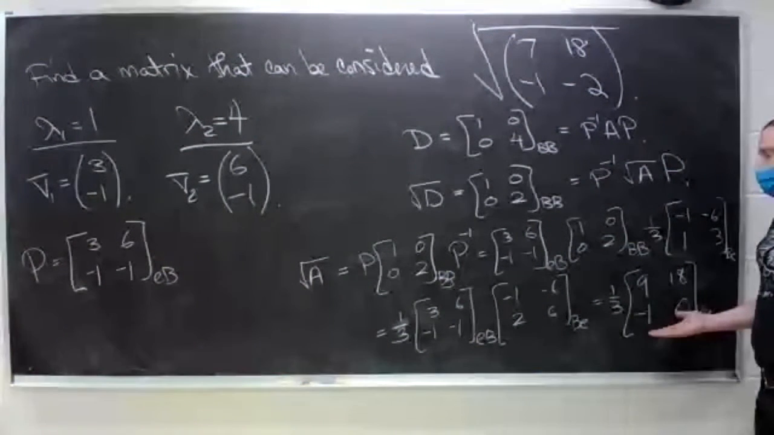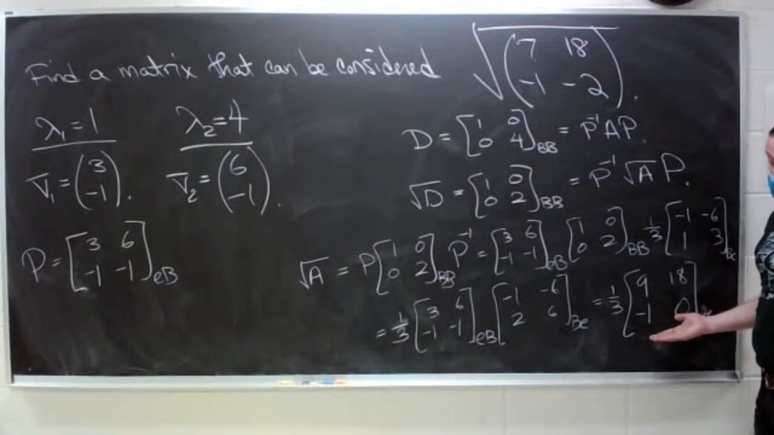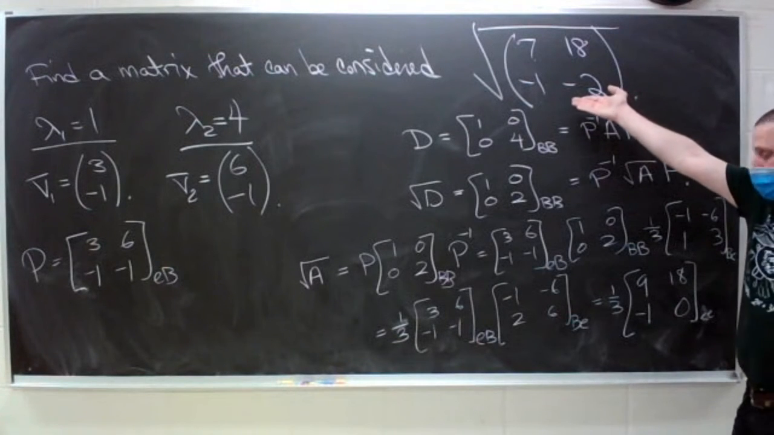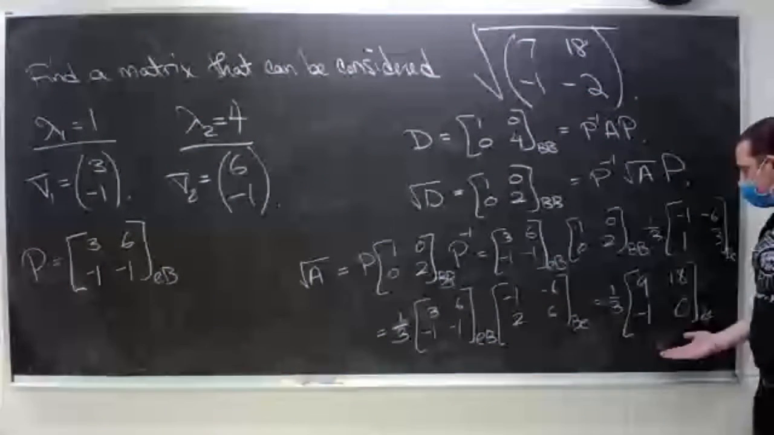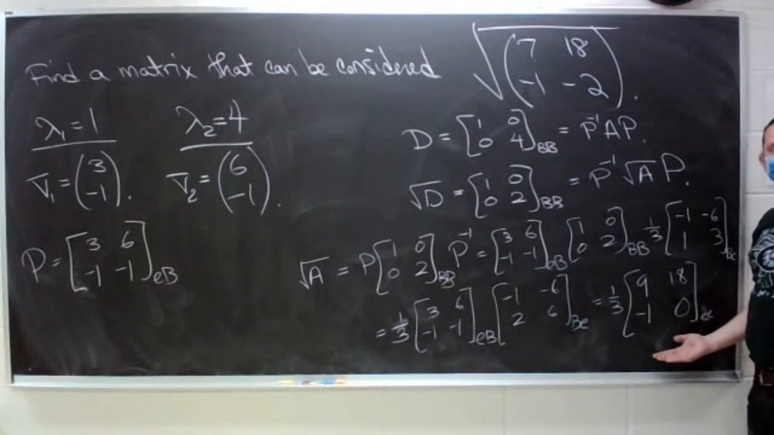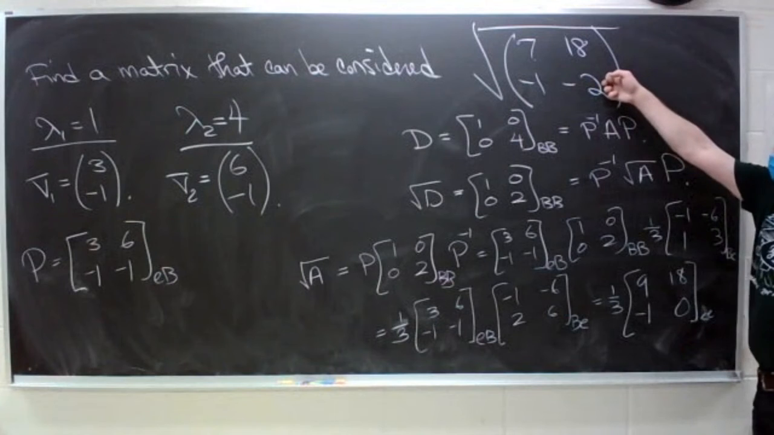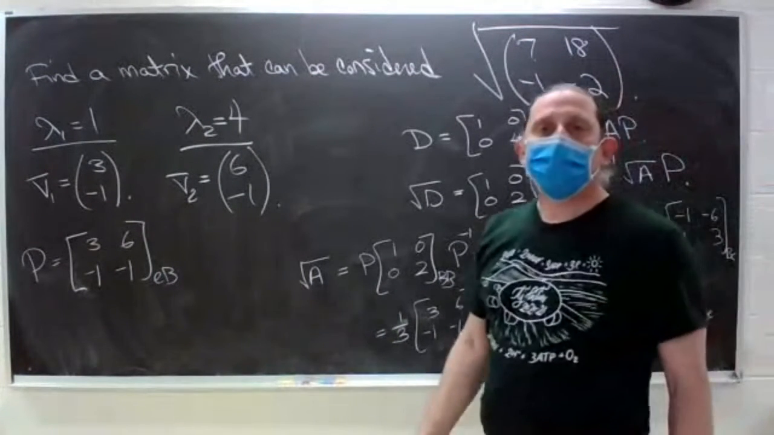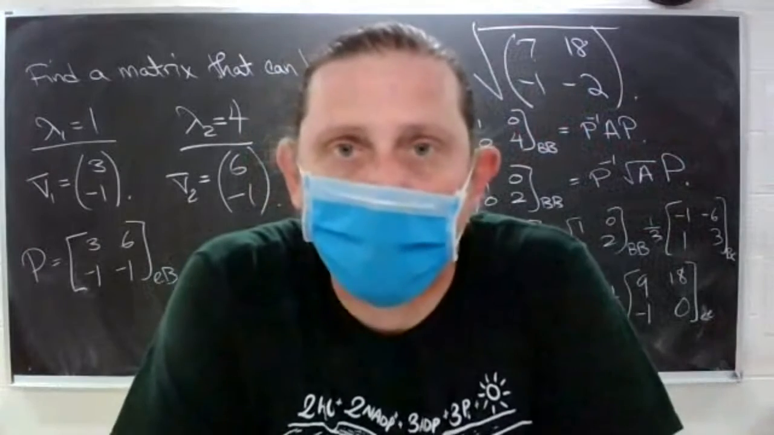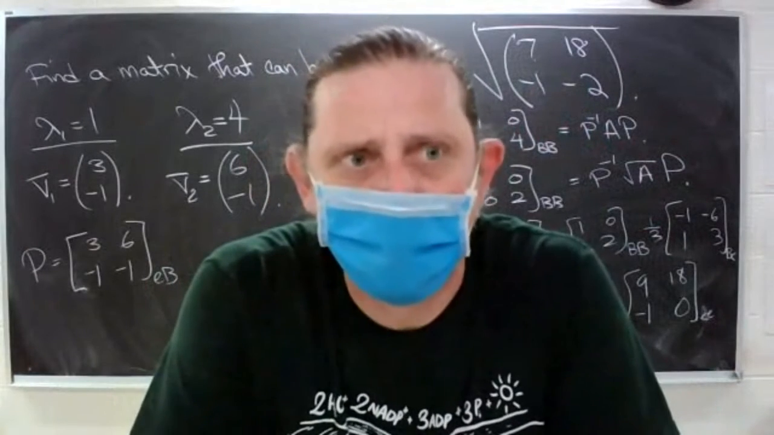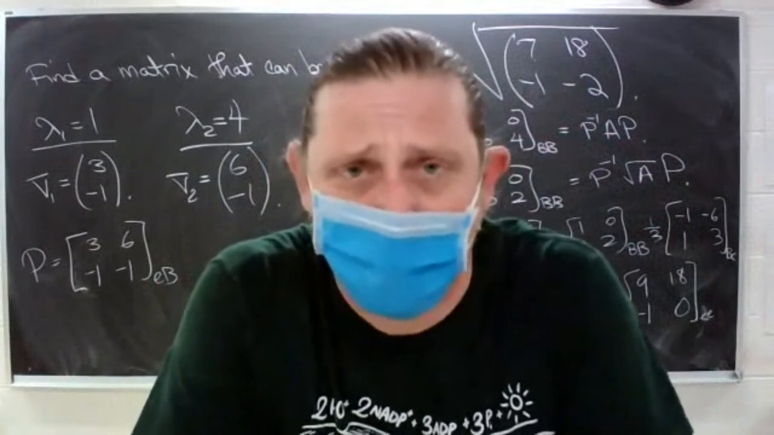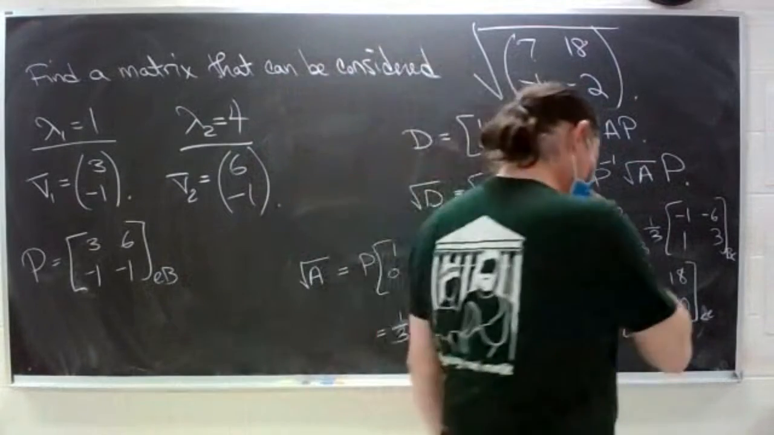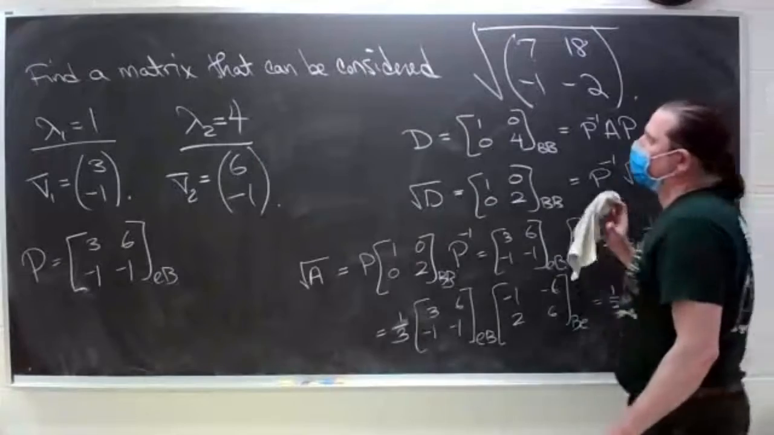So the claim is that this matrix acts as the square root of that matrix. Boy, it sure don't look like it. I mean, this doesn't look like the square root of the matrix. But looks aren't the only thing. In fact, they're nowhere near the most important thing. What matters is that it works. So let's see if it works.